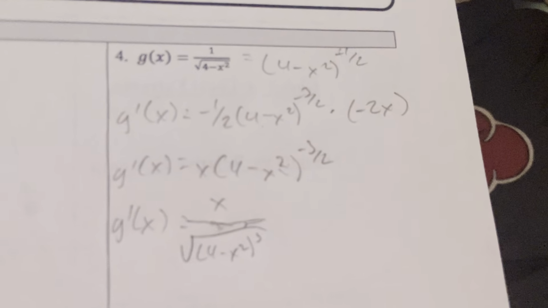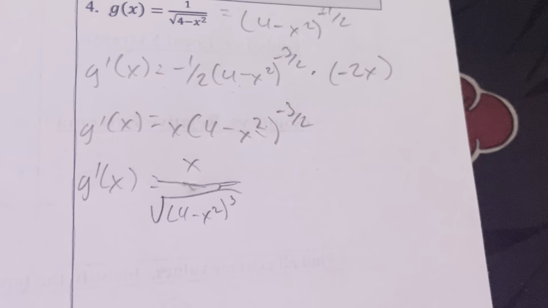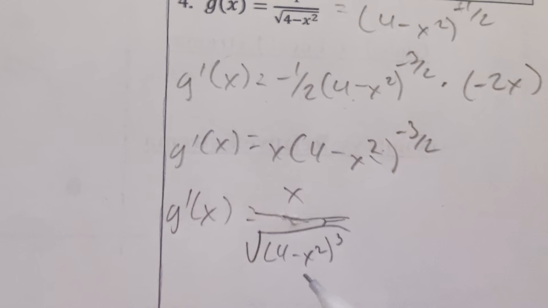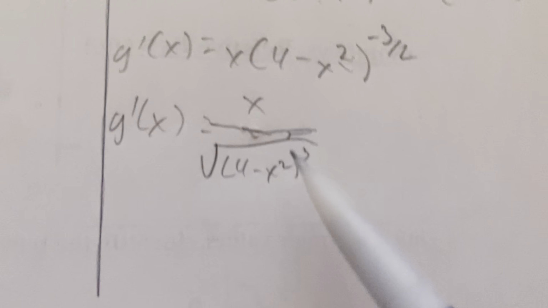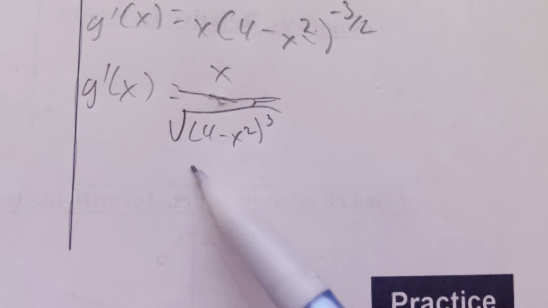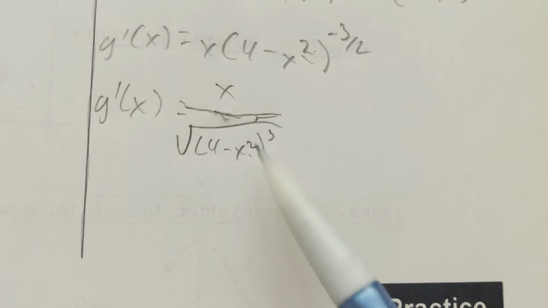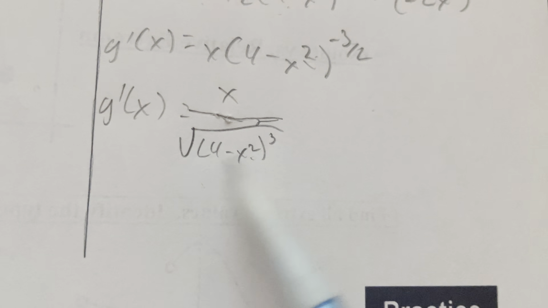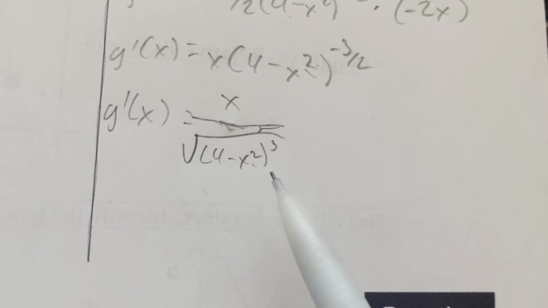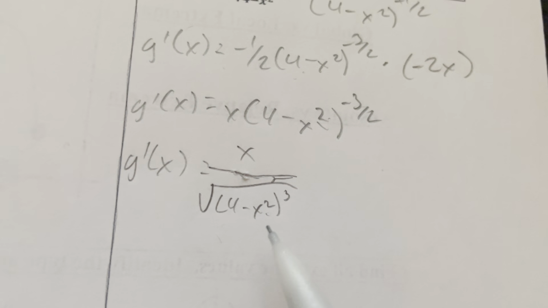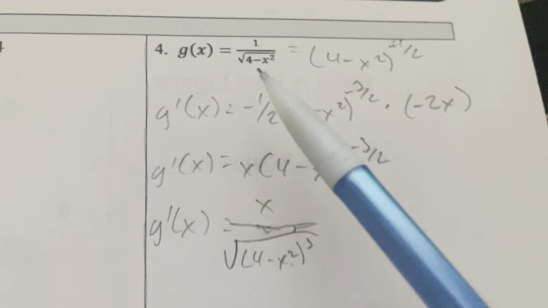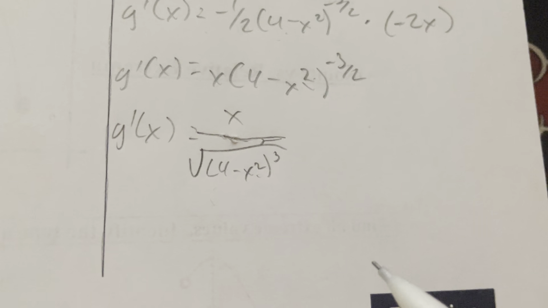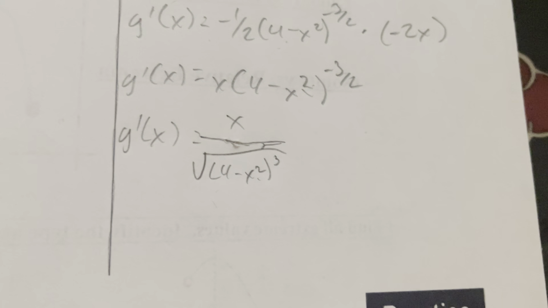Now, are there any values that will make this function not exist? Immediately we can see that all we have to do is make the denominator equal to 0. So if you plug in 2 for x, this would be 4 minus 4 equals 0, and then it'll not exist. But the only problem with that is that if you plug 2 back into the original equation, it will make this equation not exist. So if it does that, then we ignore that, and x equals positive and negative 2 are not our critical points.